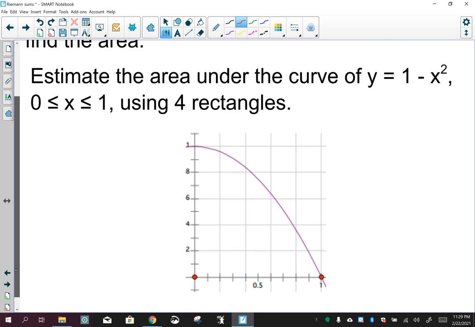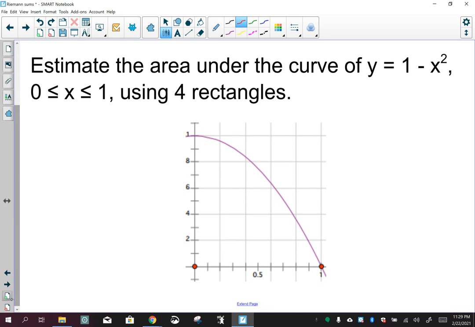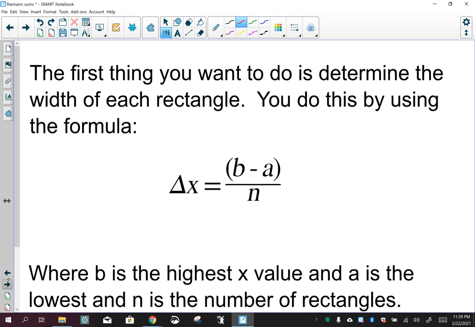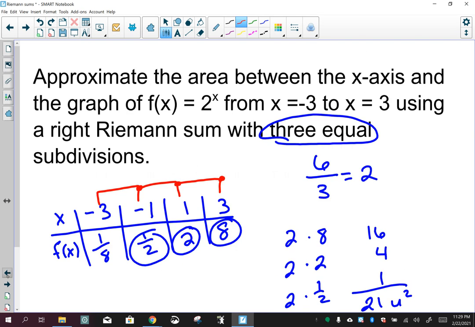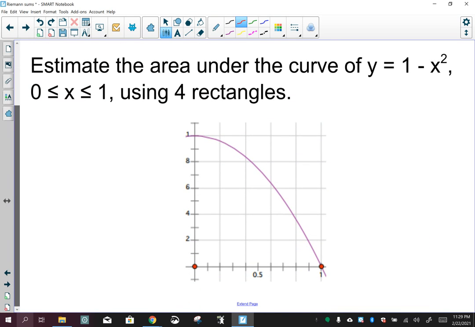What I want you to do is find the area of this. Go ahead and pause the video and give me a left and a right on here, and then when you come back we'll walk through it and see how you did. So go ahead and pause it now.